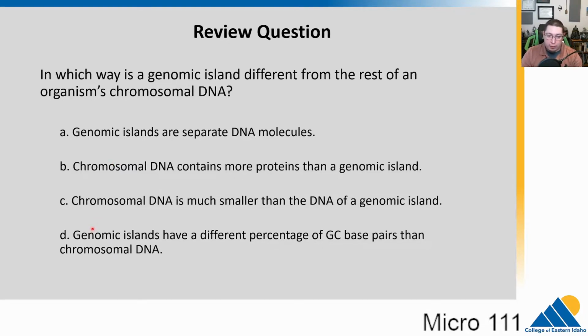Go ahead and pause the video, think about this one. All right, the answer would be D, right? They have a different GC percentage. These other ones do not make sense. Genomic islands have a different GC percentage because they were probably acquired through horizontal gene transfer.